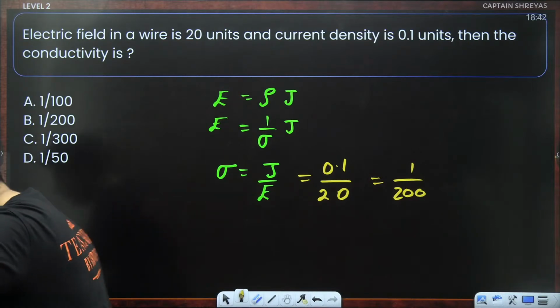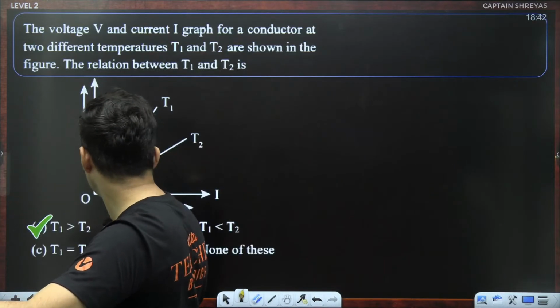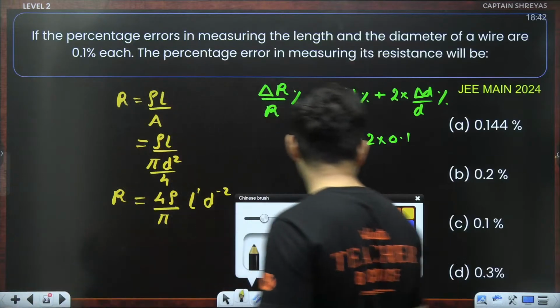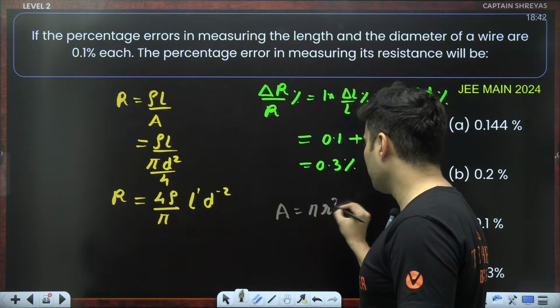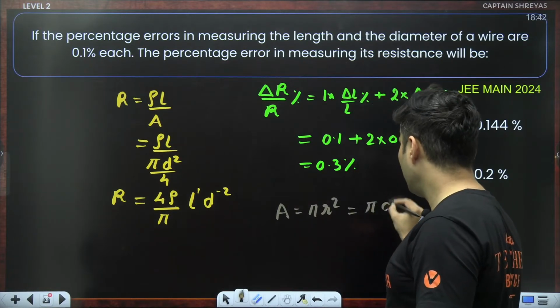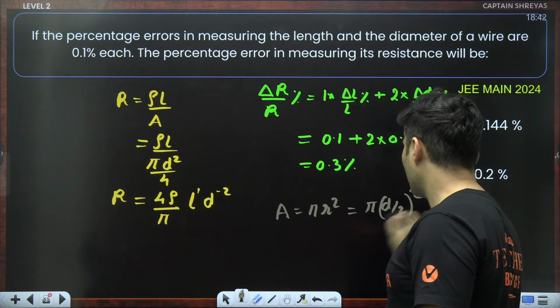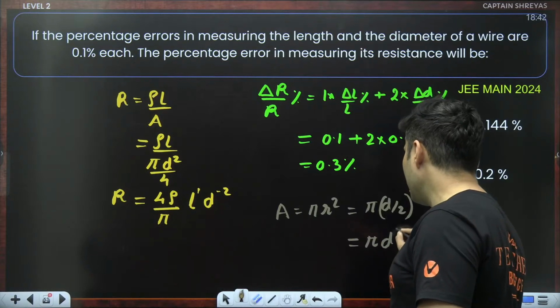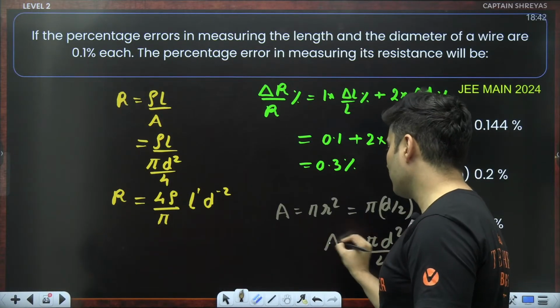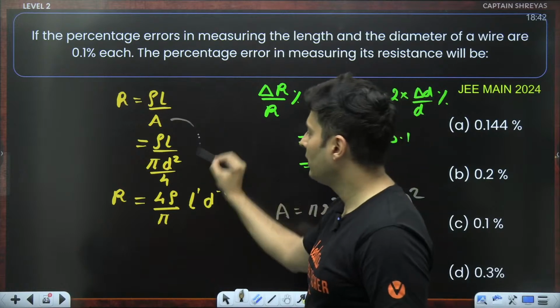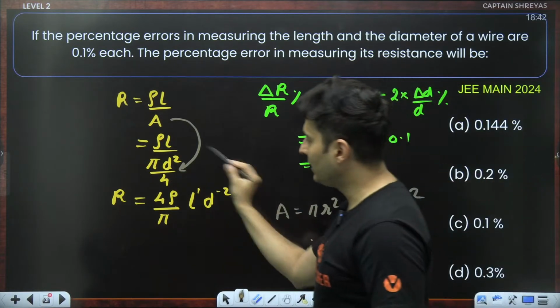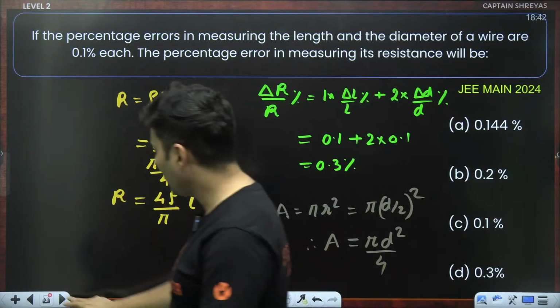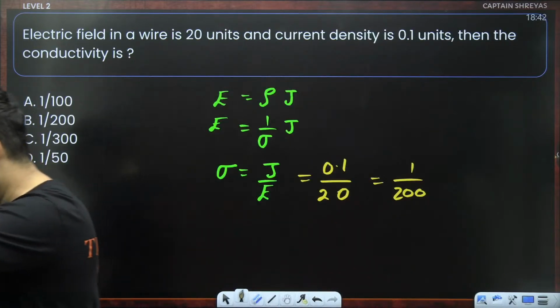Why pi d square by 4 comes? What is the area of a circle? Pi r square, no? So what is the radius? Diameter by 2, no? So what will it become? Pi d square by 4, no? So that is why the formula of area, I put it as pi d square by 4. And that 4 in the next step goes on the top. Okay, cool. Awesome.